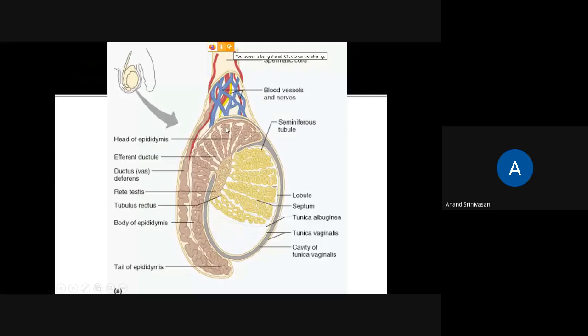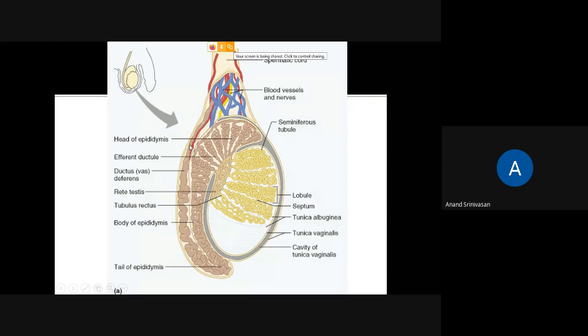Epididymis. These tubules will all join together. The epididymis has a head, body, and a tail. As it goes from the head towards the tail, all the tubes will be joined, and finally there will be only one tube. This tube is called the vas deferens, or ductus deferens.